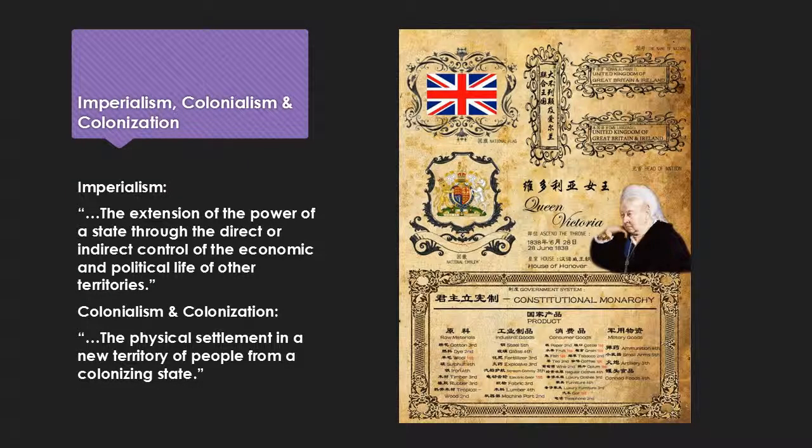So imperialism, colonialism, and colonization kind of all go together. We see this as one big nation state ruling over and extending its power to other nations. They control these states through direct or indirect controls of their economy and political life. A really good example of this is the British Empire in the 1920s.